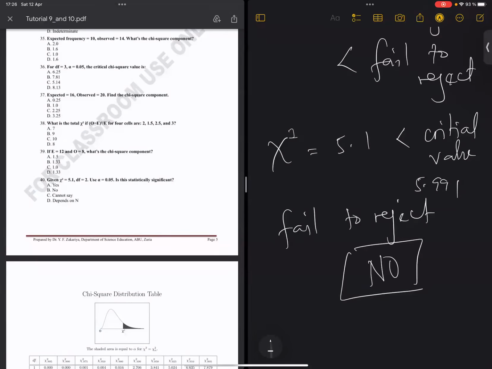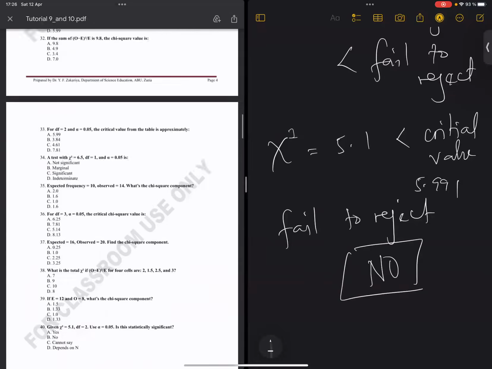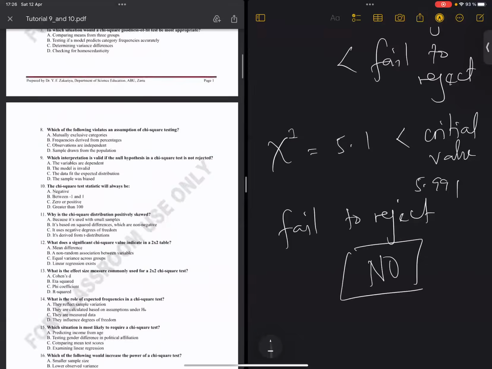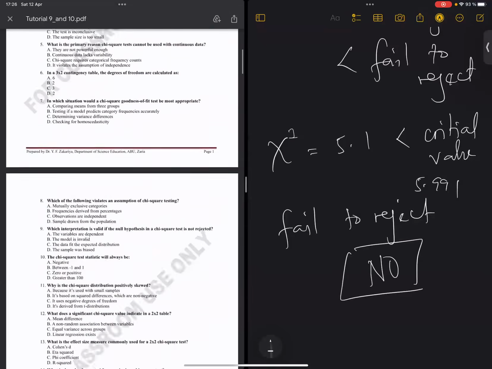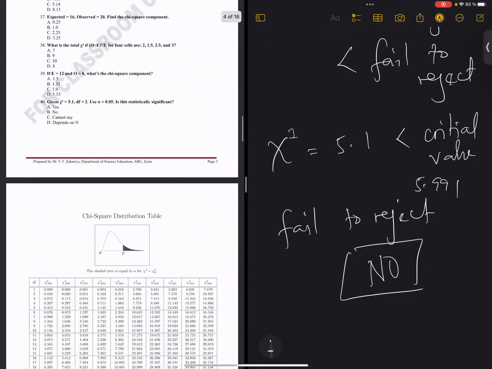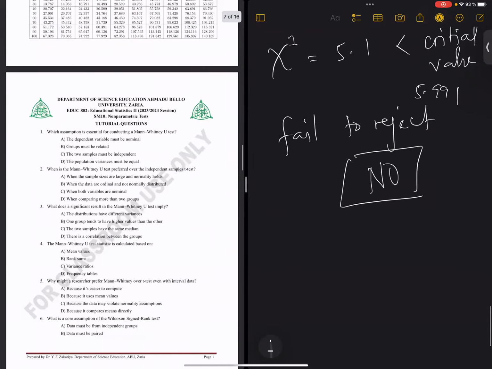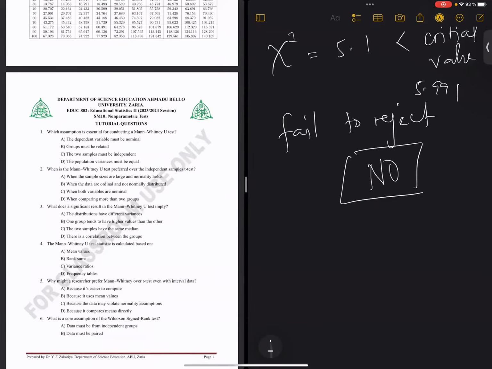Are you okay? So the answer is no. Perfect. So here comes the end of the questions for the chi-square tutorial. Now we move straight to non-parametric tests. That is tutorial set 10.